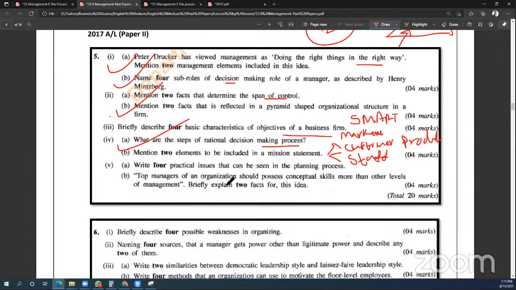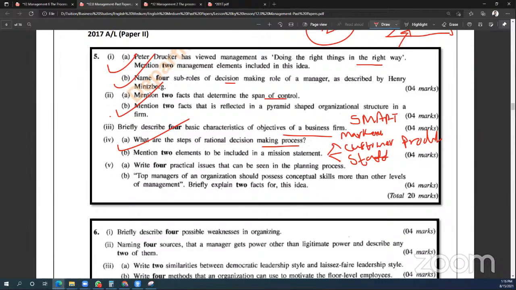Right, four practical issues that can be seen in the planning process. Some people over plan, or plan based on incorrect data, like the COVID data these days. You can't plan when you don't have up to date or correct data, because the plans and decisions made on incorrect data would end up as unsuccessful decisions or situations. So there are a lot of practical issues.